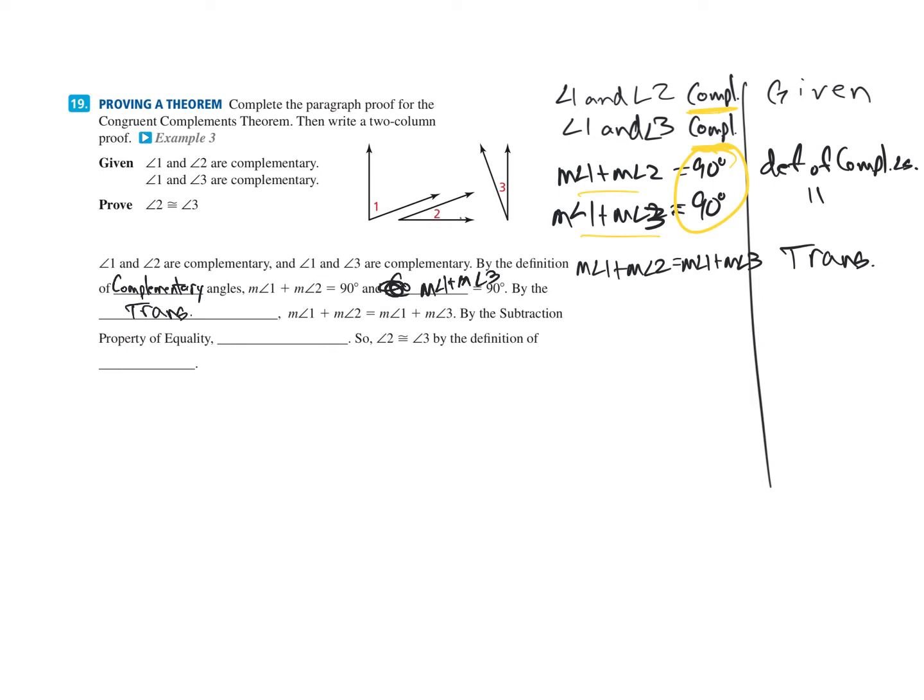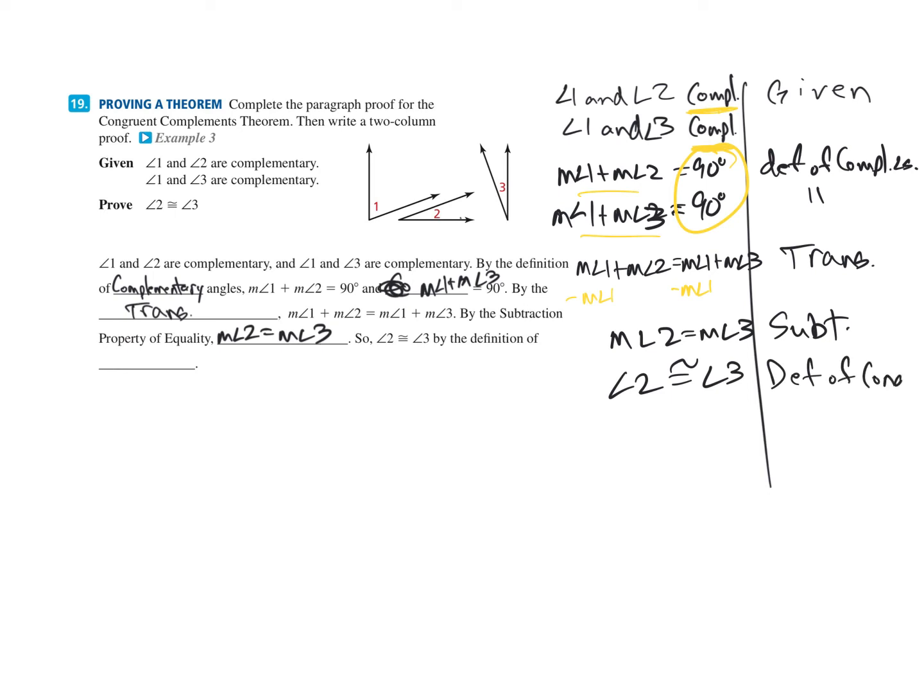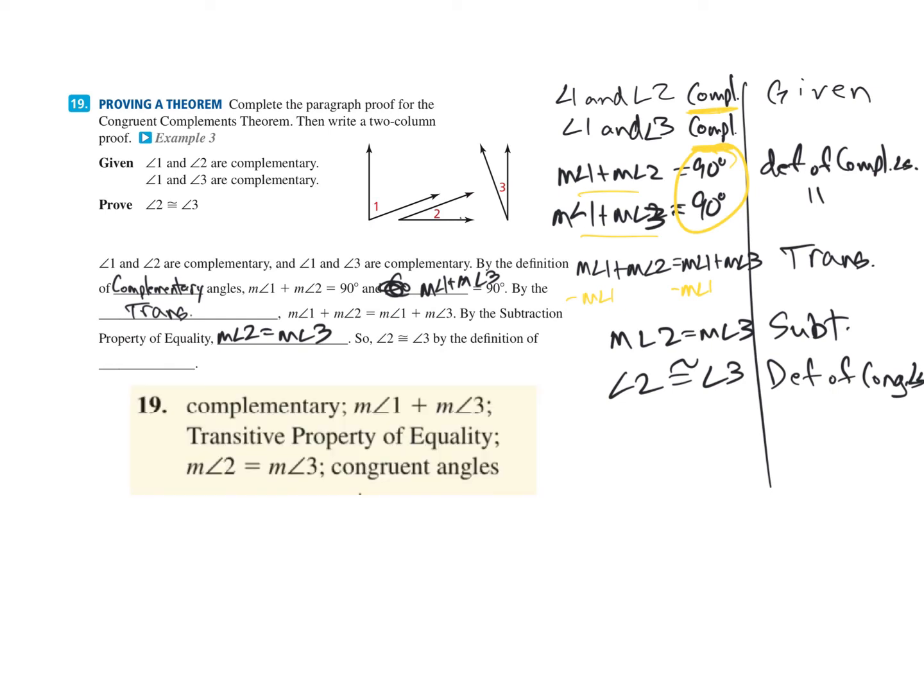By the subtraction property, what are we subtracting? Subtracting the measure of angle 1. And we end up with the measure of angle 2 is equal to the measure of angle 3. Okay, by the subtraction property of equality, measure of angle 2 is equal to the measure of angle 3. So angle 2 is congruent to angle 3, subtraction here. Angle 2 is congruent to angle 3, definition of congruent angles. If they're equal, then they're congruent. If they're congruent, they're equal. All right, so there are your answers. Hopefully that helped.